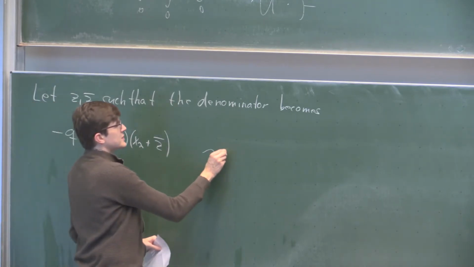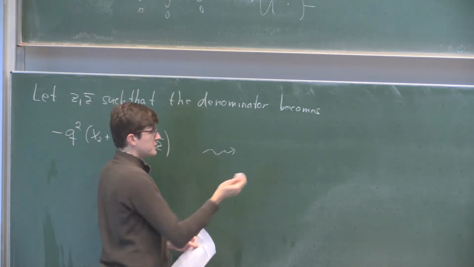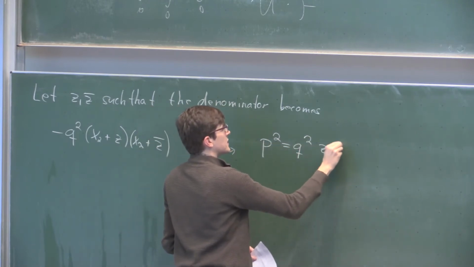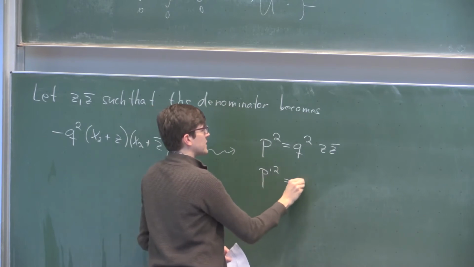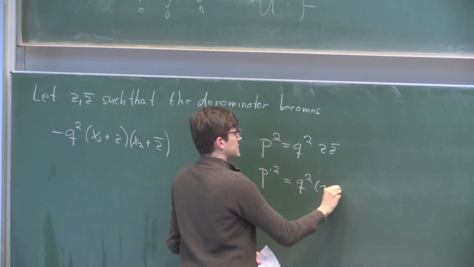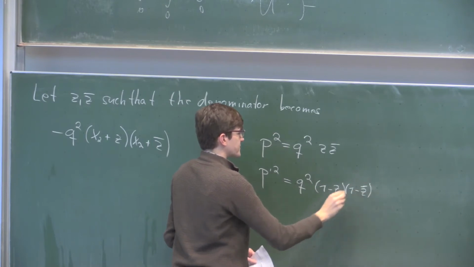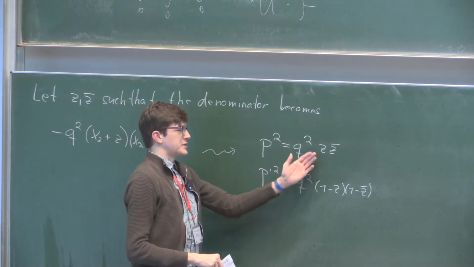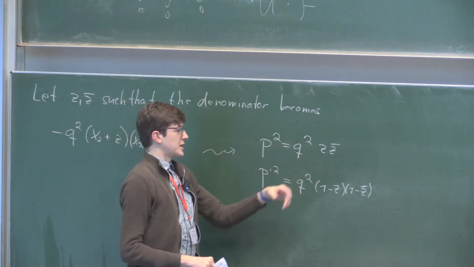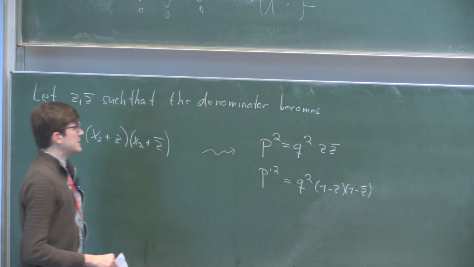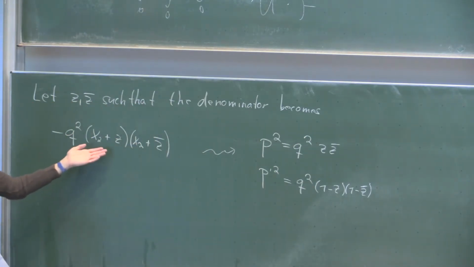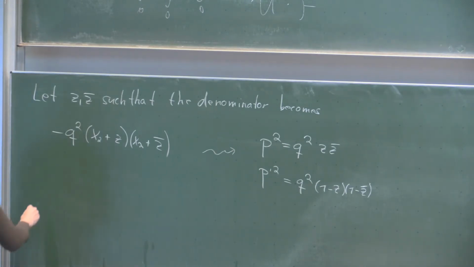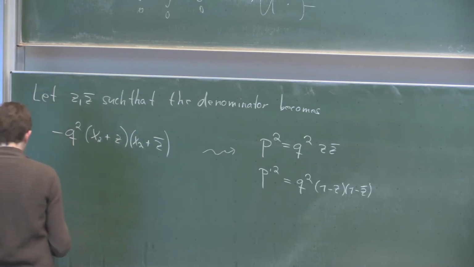And if you work out what this means, this is actually just equivalent to reparametrizing the kinematics such that p squared is q squared times z bar, and p prime squared is q squared times 1 minus z bar. So equivalently, I could have said in the beginning, let's parameterize the kinematic dependence in terms of these variables. So trade p for z and p prime for z bar in this kind of way. And that just means that we factorize this quadratic in the denominator.